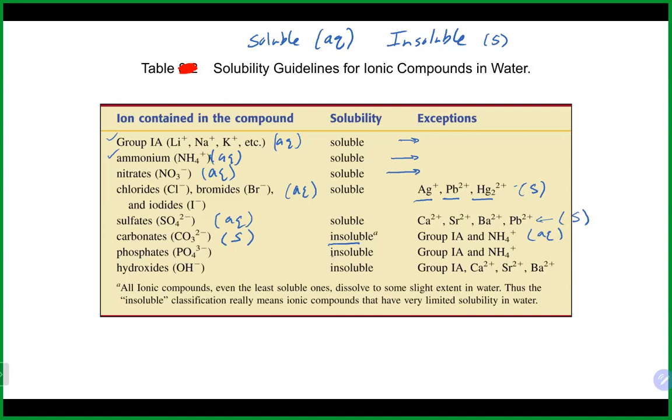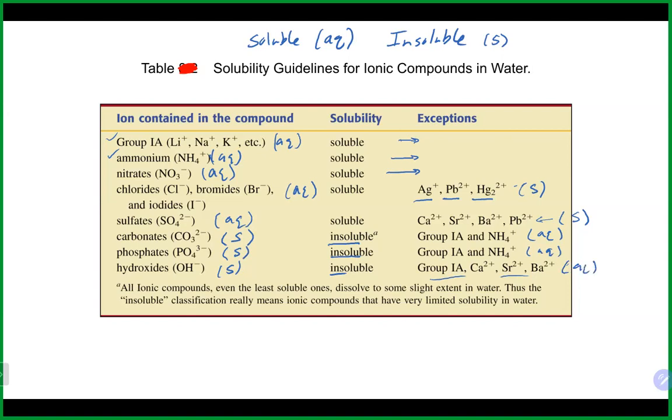So that's kind of the same rule as the top rule. Phosphates are typically insoluble, which means anything with phosphate in the formula should be a solid, except again, group 1 and ammonium, which is the same kind of rule as the top. Lastly, hydroxides are typically insoluble, which means it's an S, except if it's group 1 or calcium, strontium, and barium, then they would be aqueous.